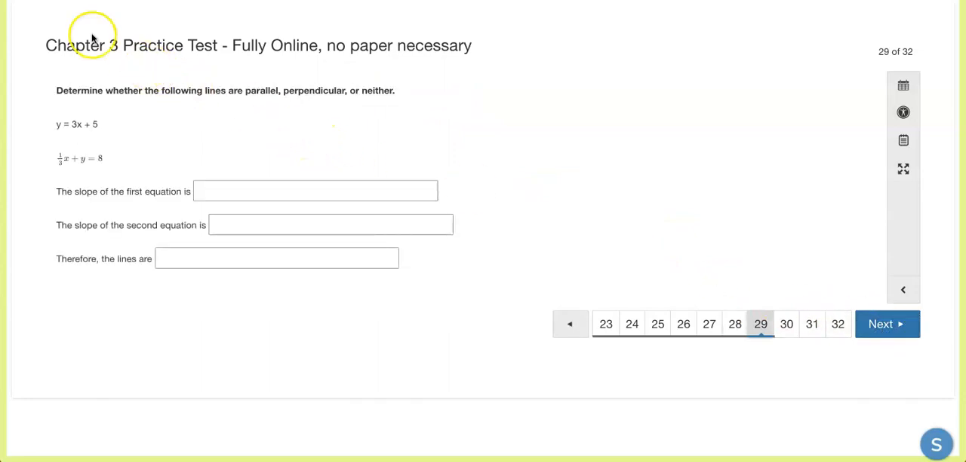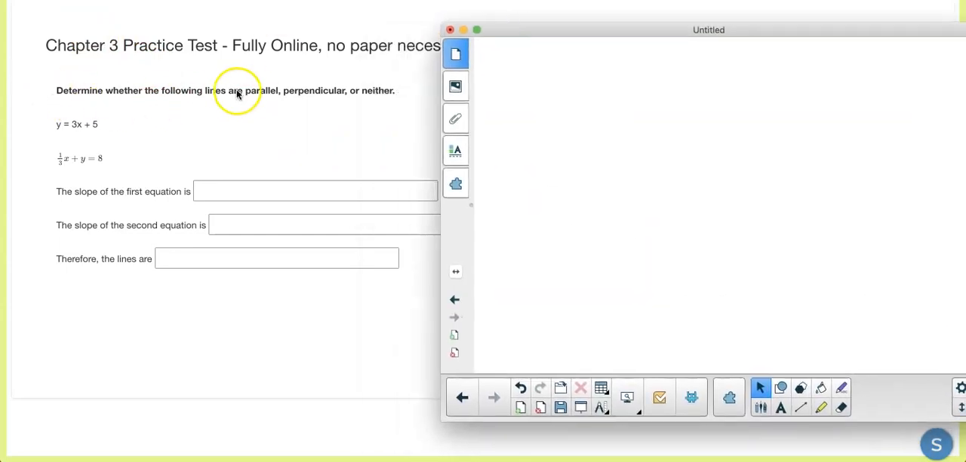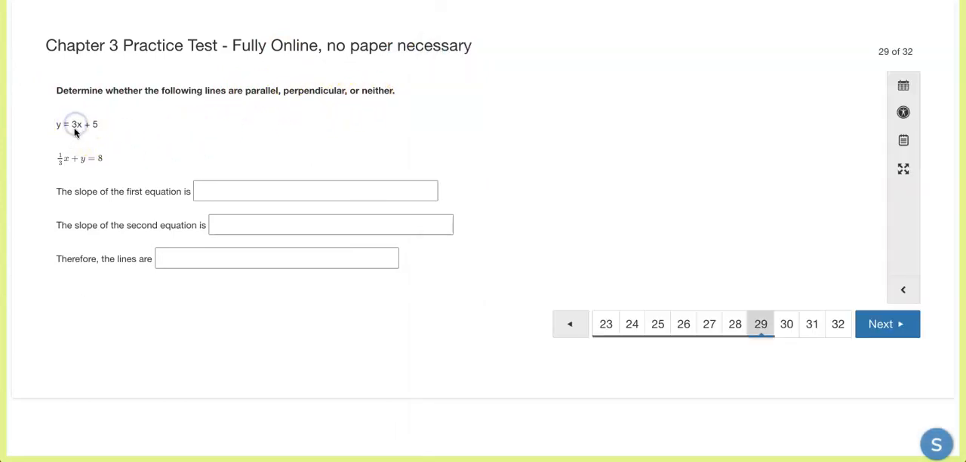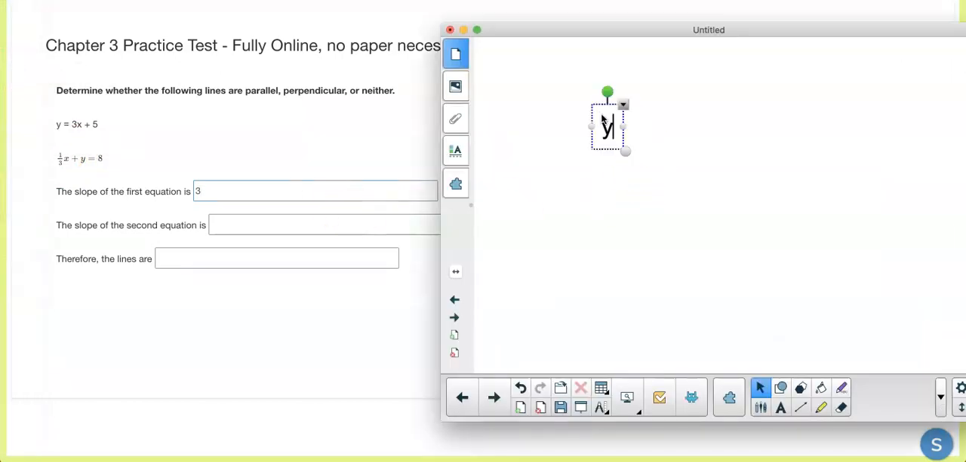Okay, now these ones, we have to do some moving around before we answer. So it says, determine whether the following lines are parallel, perpendicular, or neither. The slope of the first one, I don't have to do any moving, is 3. Y's already by itself, so I already can see that that slope is 3. I need to subtract the 1/3 x over to get y all alone. So that would look like this.